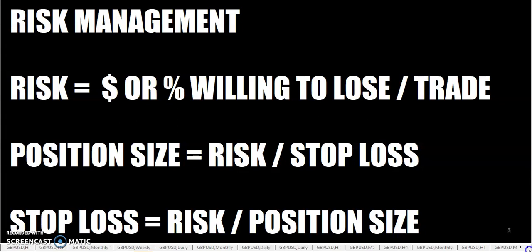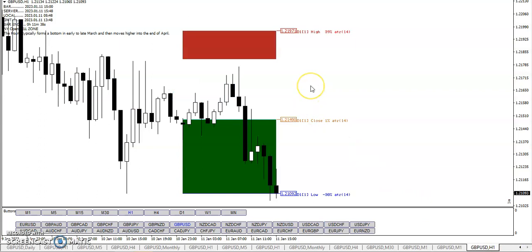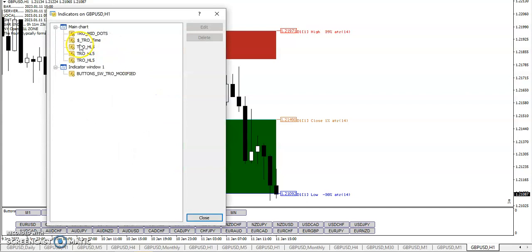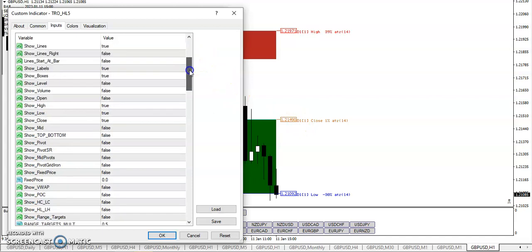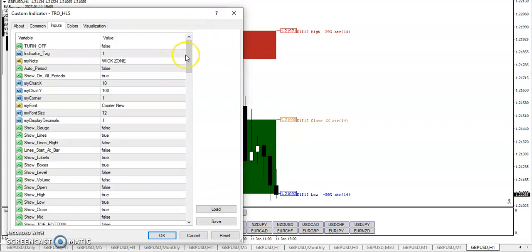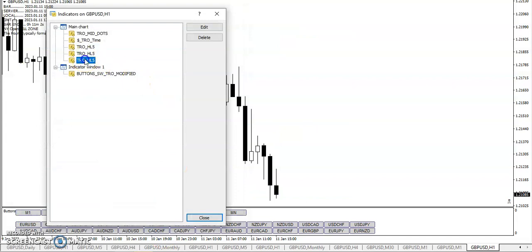Okay, so we've been taking a look at some of the features of TRO HL5, and I left off with showing distance as an ATR percentage. So I've got 3 loaded up. That one's turned off. This one's not. So we've got the wick zone right here. So let's turn this one off. Let's turn this one on.